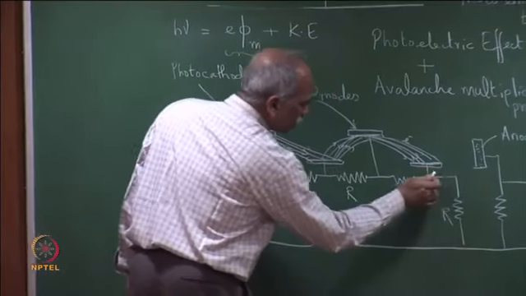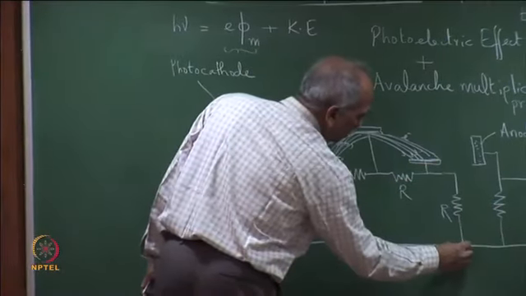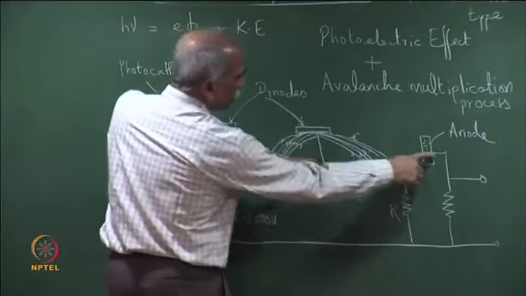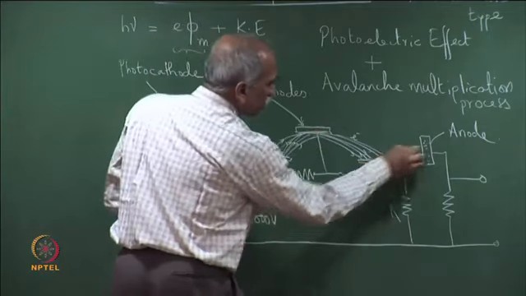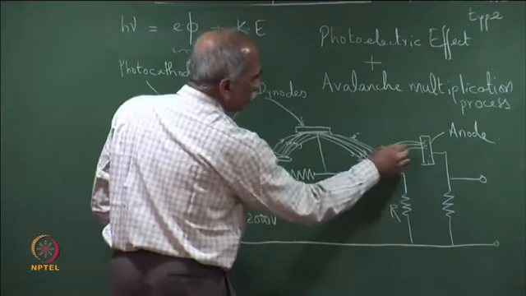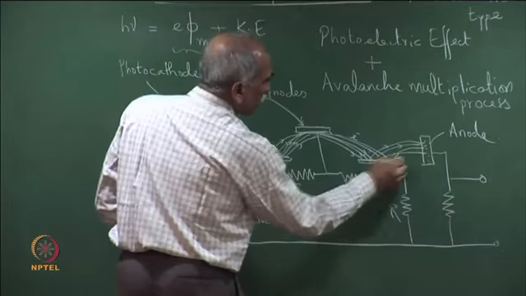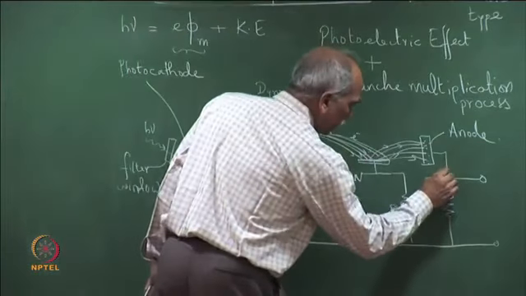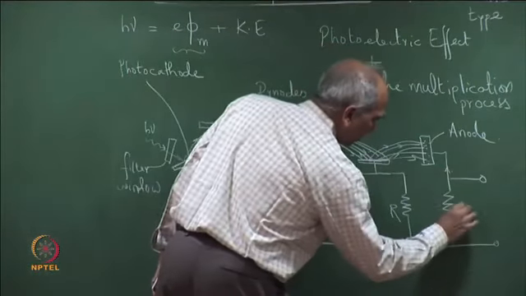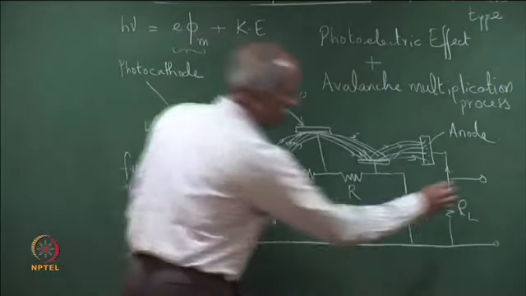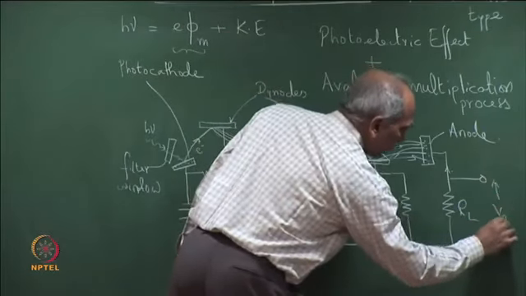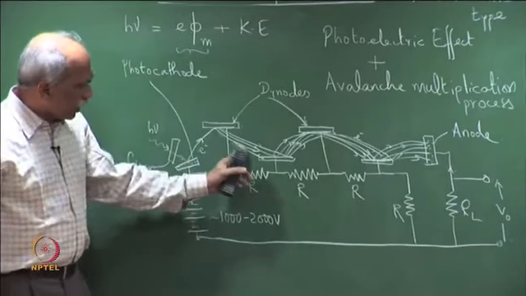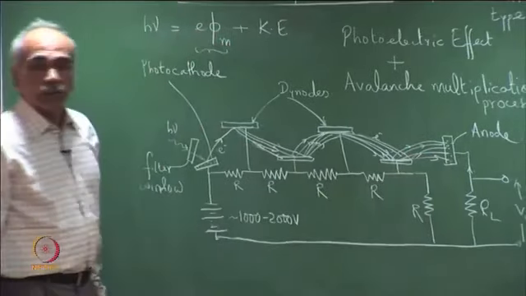As you can see, this is at a certain potential and this is connected to ground or the common line here, at a potential difference same as this one, and therefore the electrons from the last dynode are collected at the anode. This leads to a photocurrent and a voltage across the load resistance R L, giving an output voltage V O here. So, a single photon incident leads to creation of an avalanche of electrons.